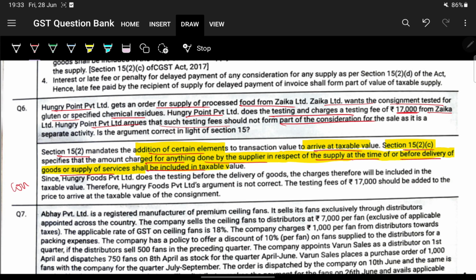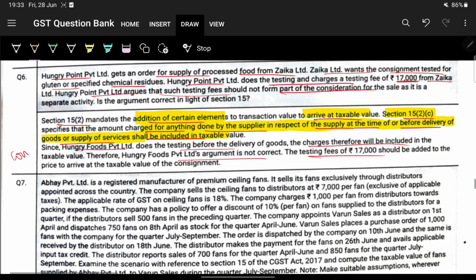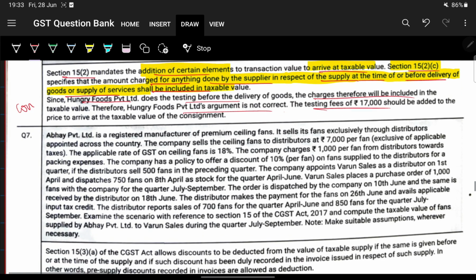Since H Limited does the testing before the delivery of goods, the charges will be included in the taxable supply. Therefore, his argument is not correct. The testing fees of 17,000 should be added in the value of supply. Clear? Easy? Next, we'll move on to the next question.